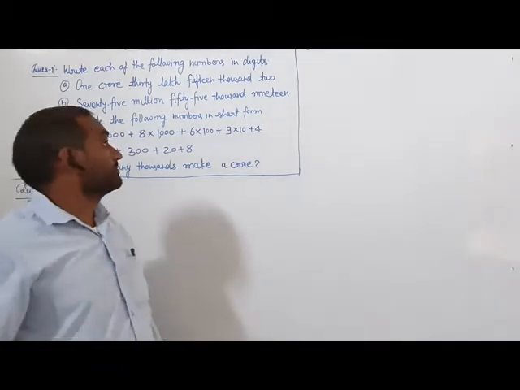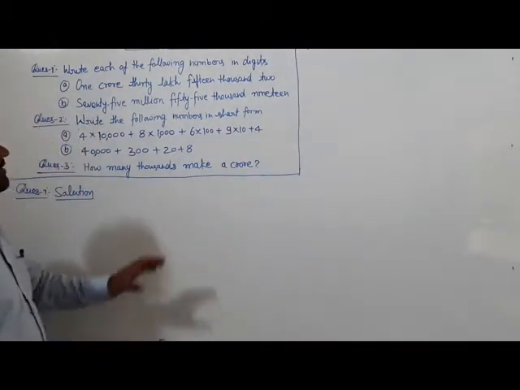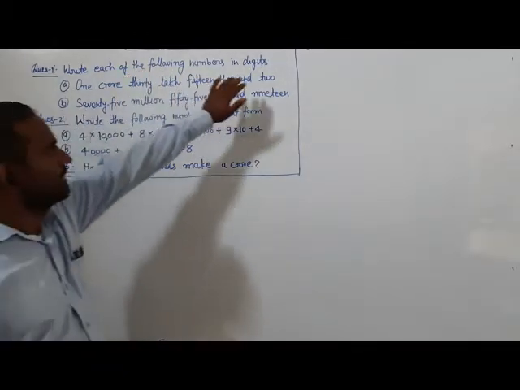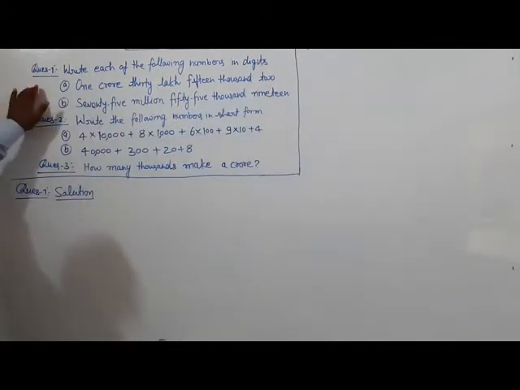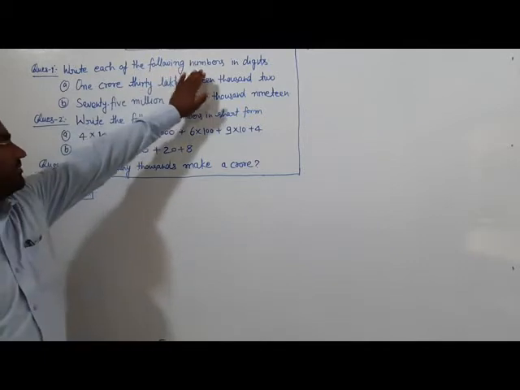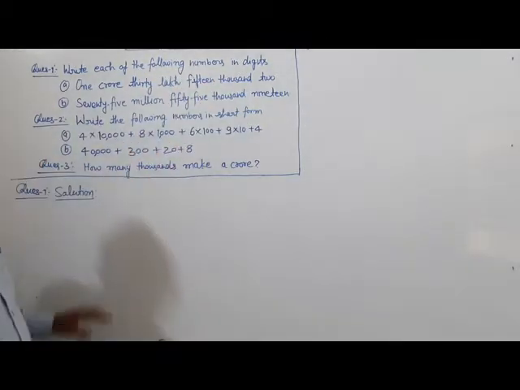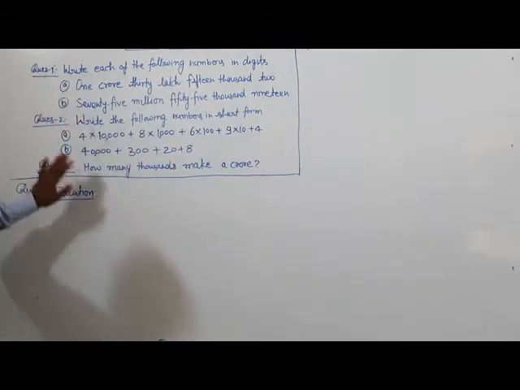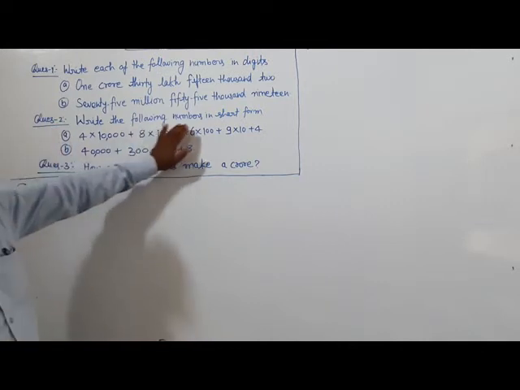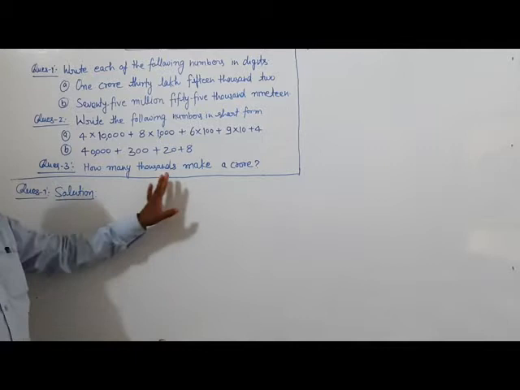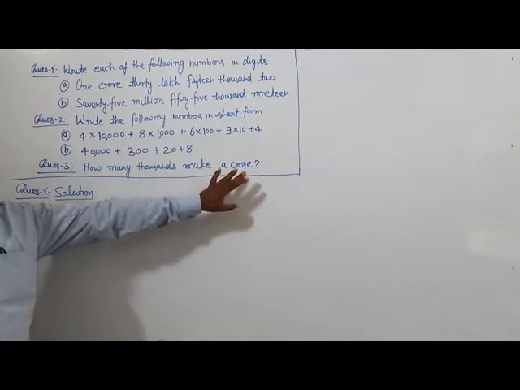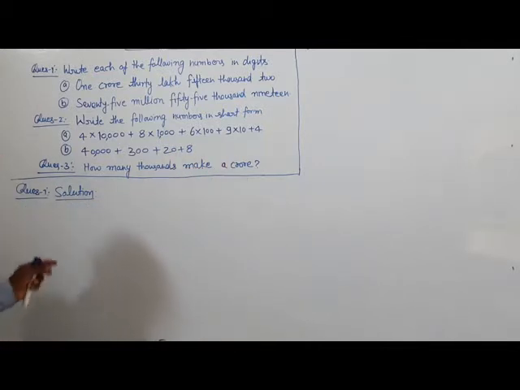Hello students, today we have to solve some questions on the topic Using Our Numbers. Question one: write each of the following numbers in digits, A and B. Question two: write the following numbers in short form. Question three: how many thousands make a crore? So we start from question one.